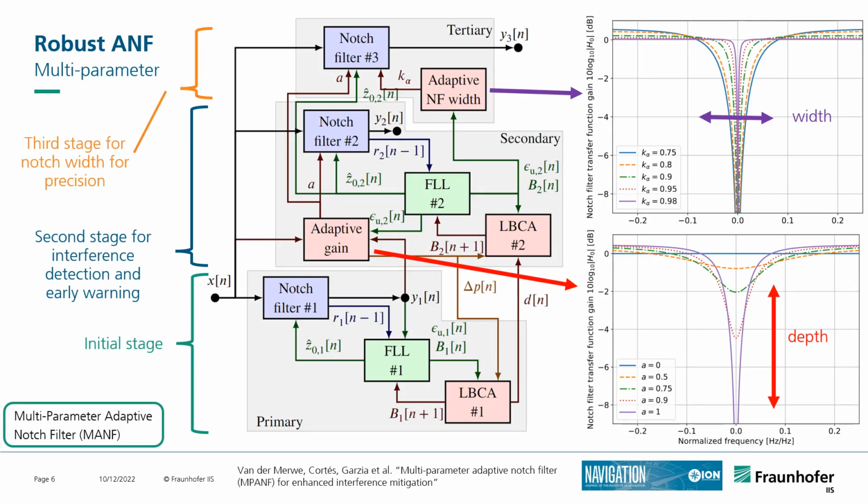The second step is to use several parallel notch filters. The initial stage does the first notch estimate and provides a baseline for mitigation. The second stage determines the appropriate notch depth, and the third stage tunes the notch width. The interaction between the stages also improves the response of the MPANF.